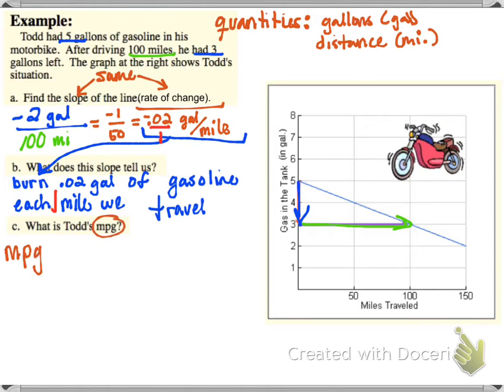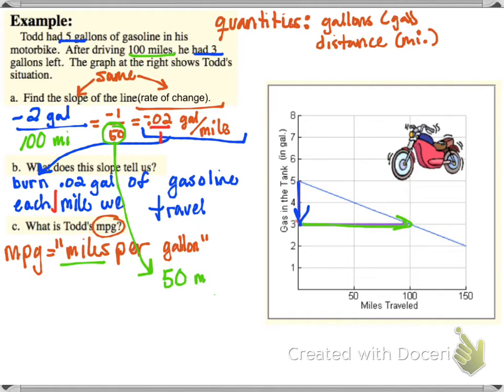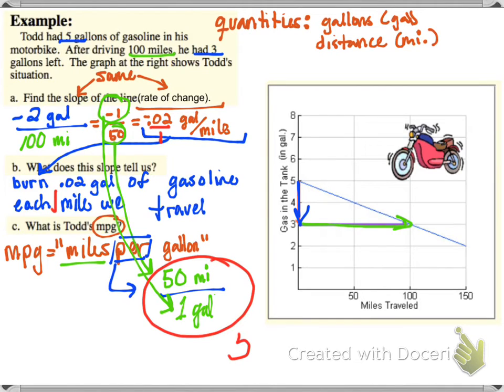So if we want to know the miles per gallon, that's what MPG stands for, that's 50 miles we go per, so the per is always that fraction line, the 1 gallon of gas used. The negative doesn't really make sense when you're talking about miles per gallon. And then that's a rate of 50 miles per gallon.